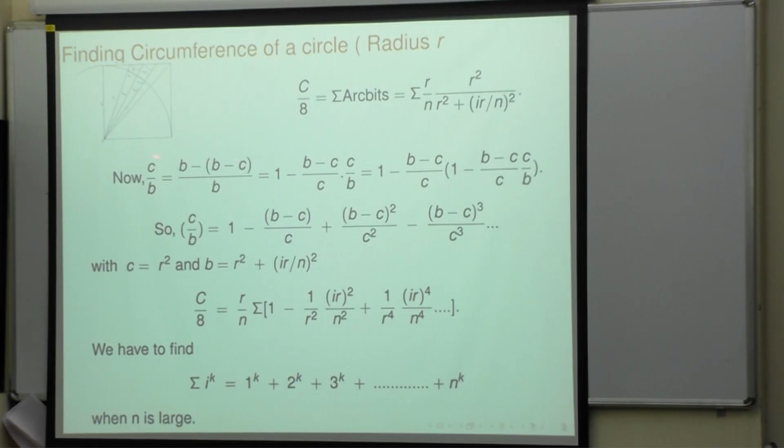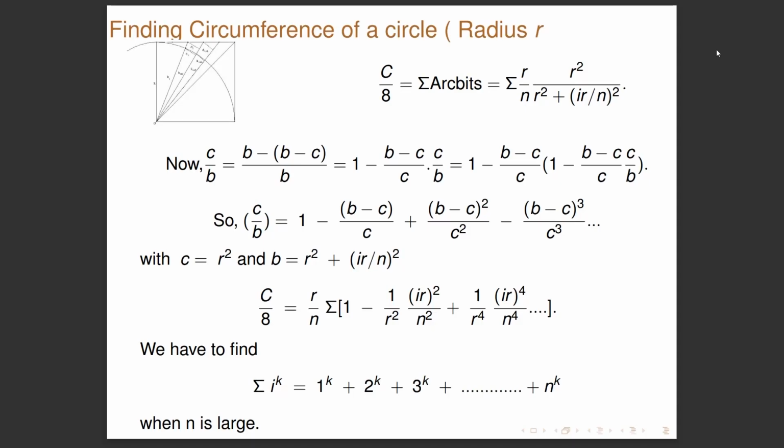Now again use this c by b into this, and so on. So c by b is this infinite series. Simple: you just keep on doing that. So c by 8 is this infinite series, i equal to 1 to n. So you get the summation of i squared, the summation of i to the power of 4, and so on. And we have to find 1 to the power of k up to n to the power of k.